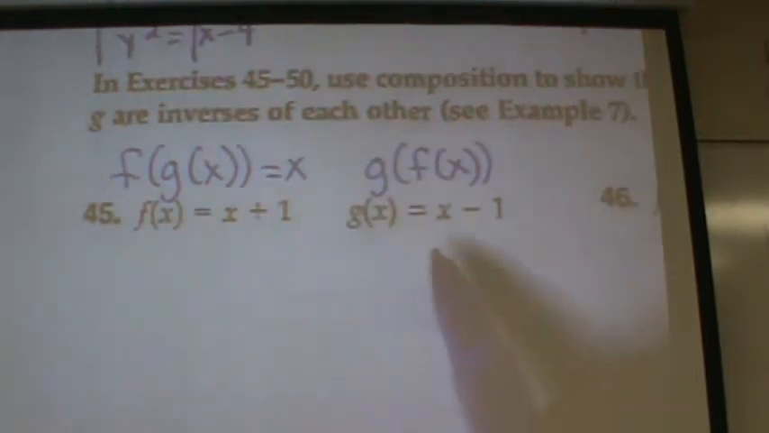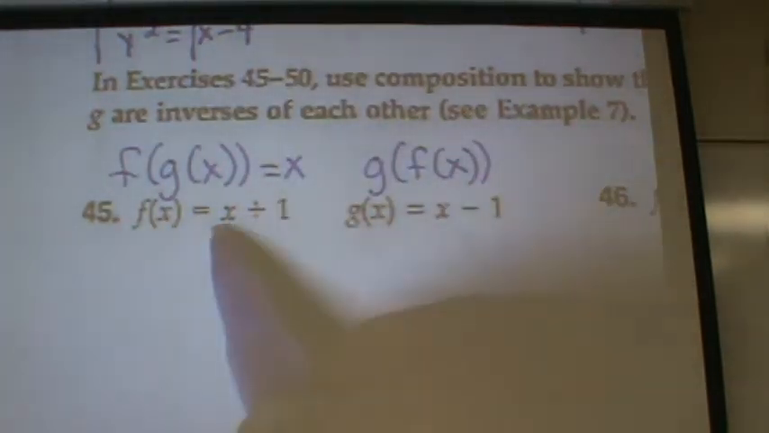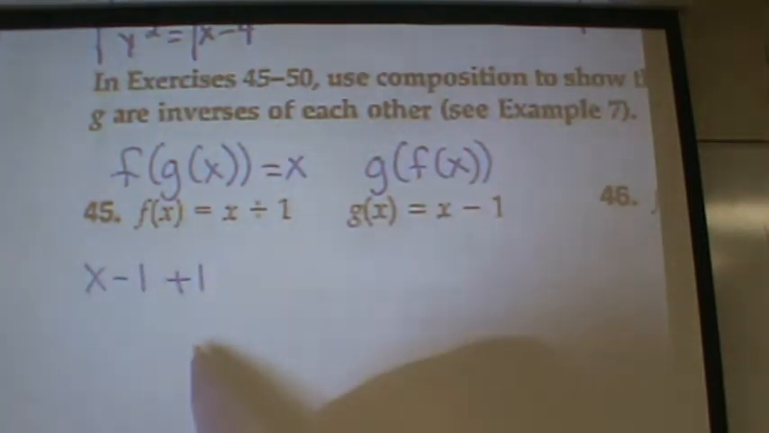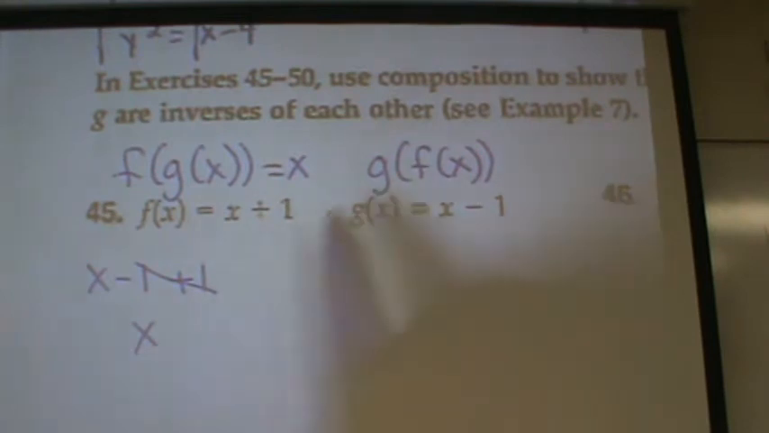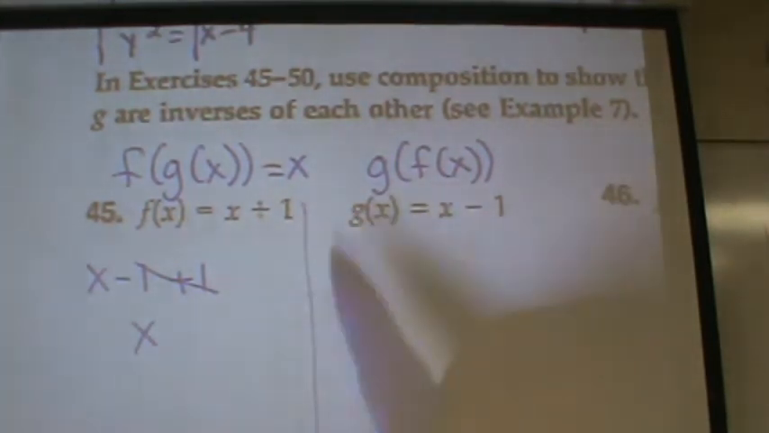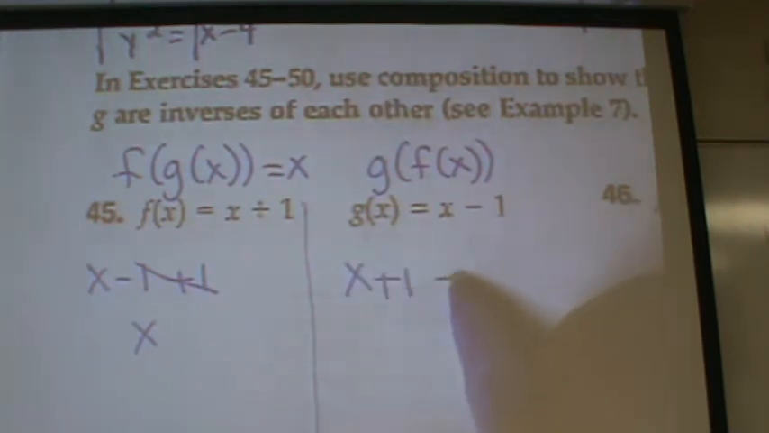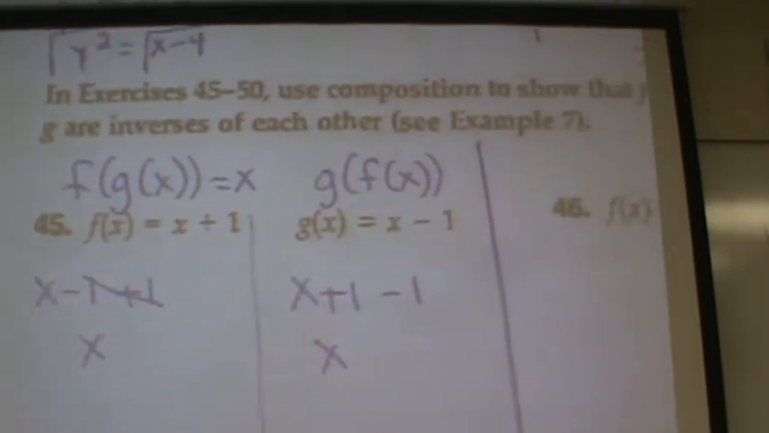So the first one, if you put g into the f function, you're going to plug this in here. You're going to get x minus 1 plus 1. Well, these cancel and you end up with x. That's an easy one. And the other way, you're going to plug this in here. So you have x plus 1 minus 1. These cancel and you have x. That's your proof that they're inverses of each other.